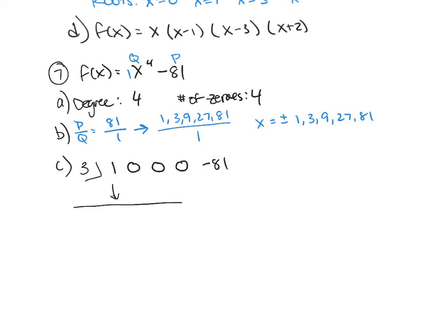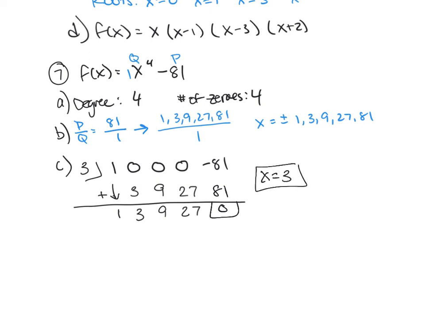But we'll continue our synthetic division as we have been doing. So 1 times 3 gives me 3. 0 plus 3 is 3. 3 times 3 is 9. 0 plus 9 is 9. 9 times 3 is 27. 0 plus 27 is 27. 27 times 3 is 81. And negative 81 plus 81 is 0. So because our remainder is 0, we know we've done this correctly. And we have a root at x is equal to 3.